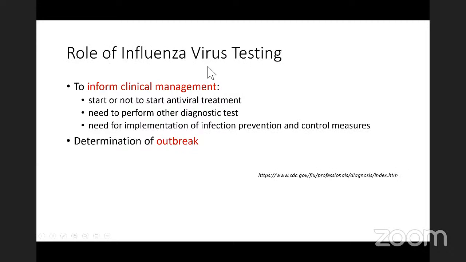In terms of the role of influenza virus testing, Mr. Fu has already touched on it during his presentation. Basically, the main role of testing is to inform clinical management, whether to start antiviral treatment or not. You also need to exclude influenza to decide on further testing if you are looking into causes of respiratory infection other than influenza. And if you are planning infection prevention and control measures, you need to confirm the pathogen responsible for that situation or outbreak, so that appropriate measures can be planned. Testing is also crucial to determine whether it is an influenza outbreak or not.